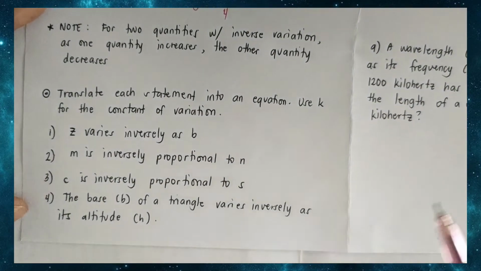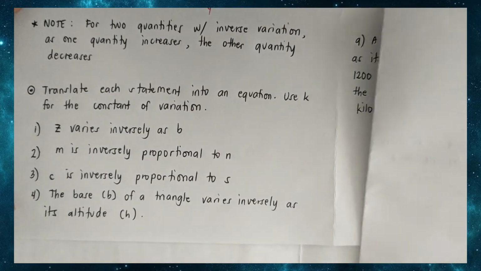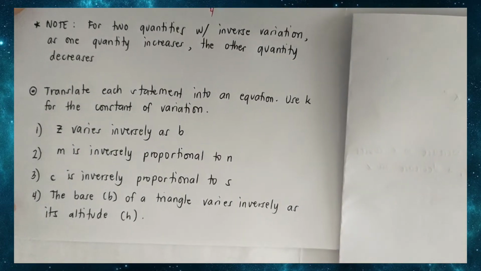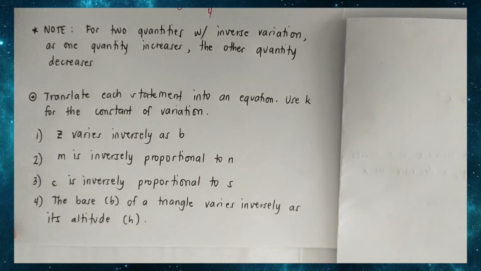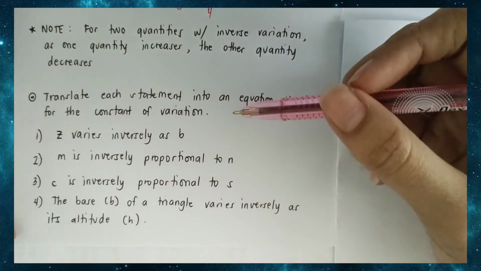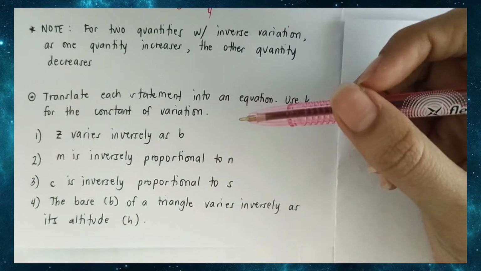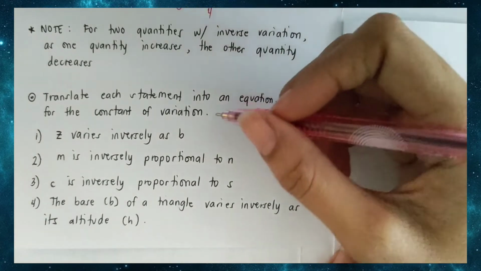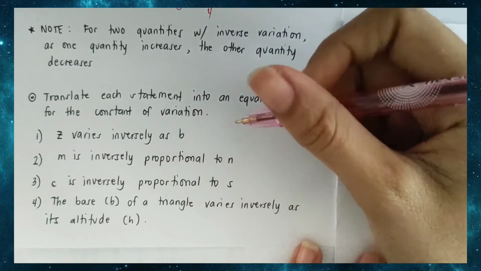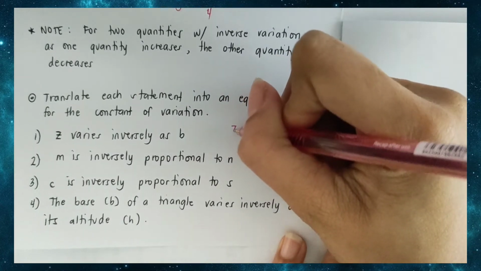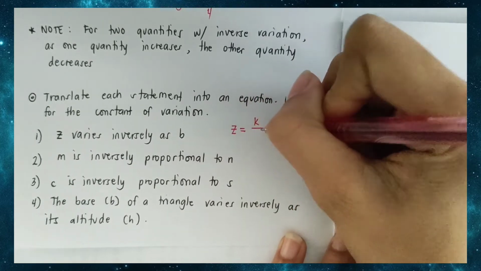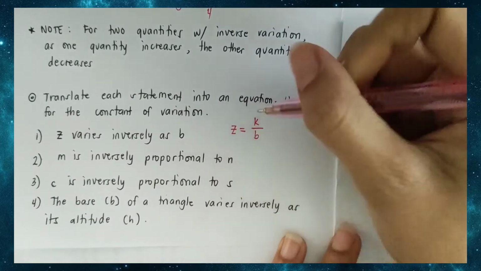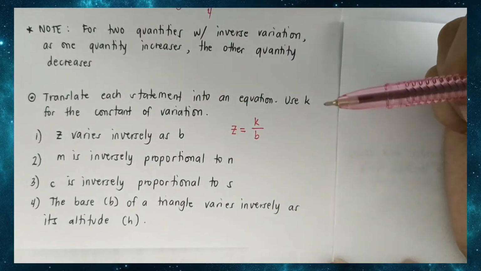Let us translate each statement into an equation. We will use k for the constant of variation. Okay, using the formula y is equal to k over x, we will just substitute for the given variables. Z varies inversely as b. The answer will be z is equal to k as our constant of variation over b. That is for number 1.